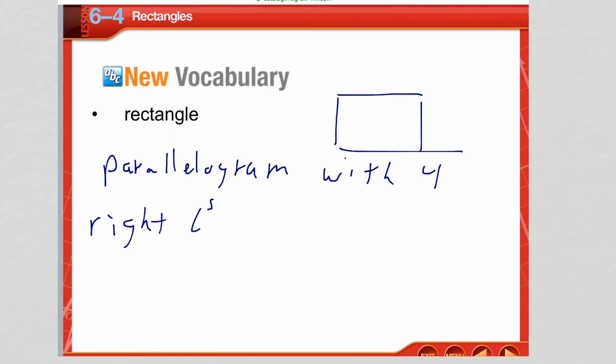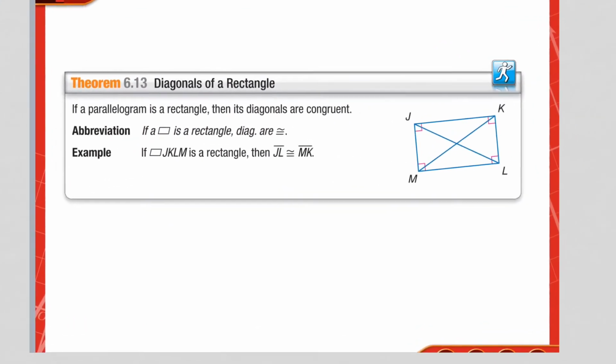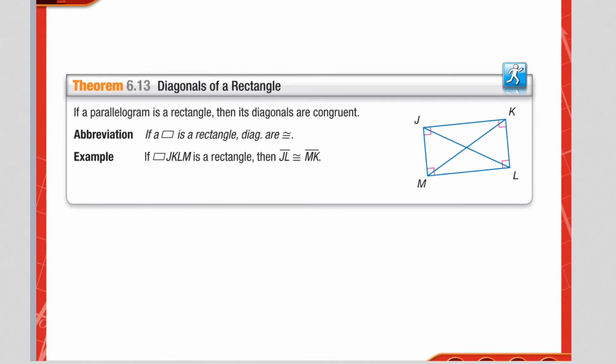So first, we have to know it's a parallelogram, and second, we have to know that it has four right angles. That's what makes a shape a rectangle. Just the opposite sides congruent, that's what makes it a parallelogram. Also, a property that we know about rectangles is the diagonals are congruent. So from J to L is the same as from K to M.